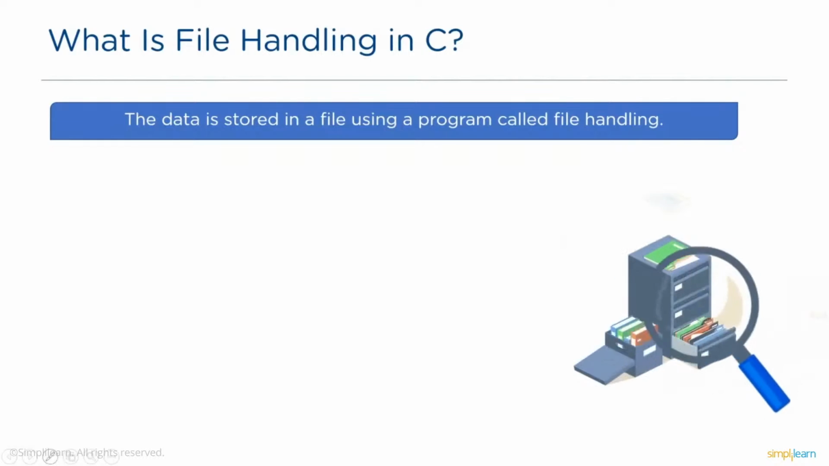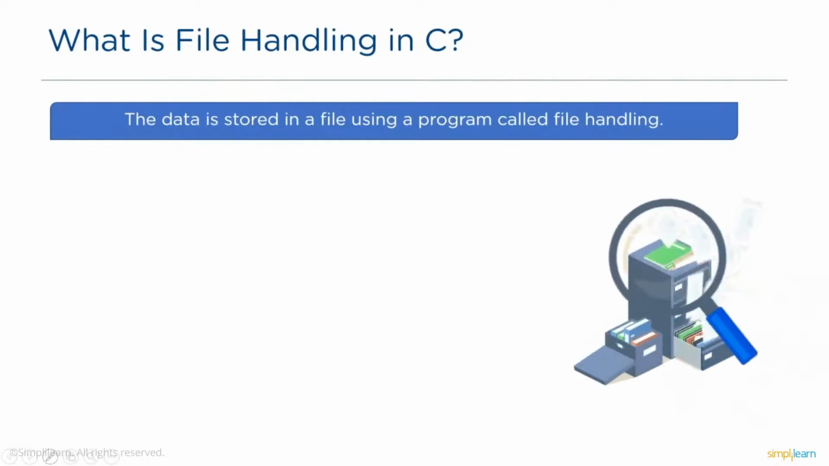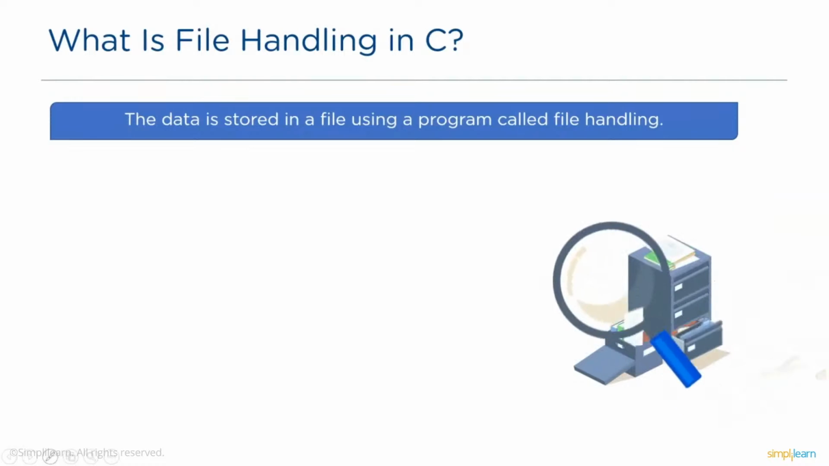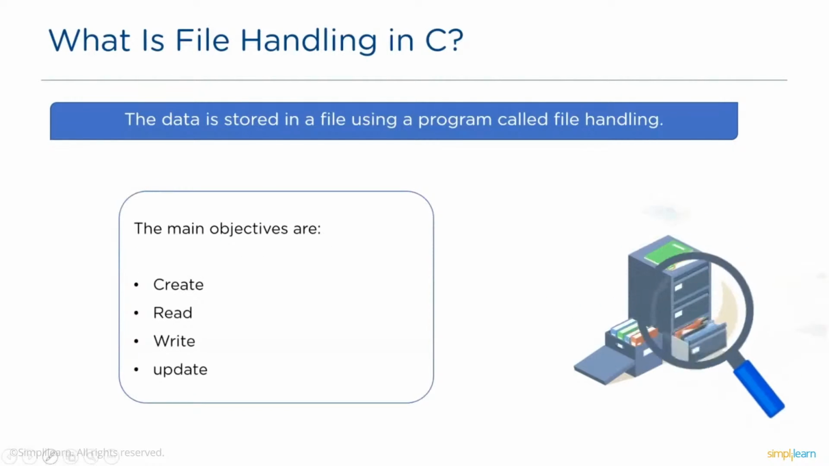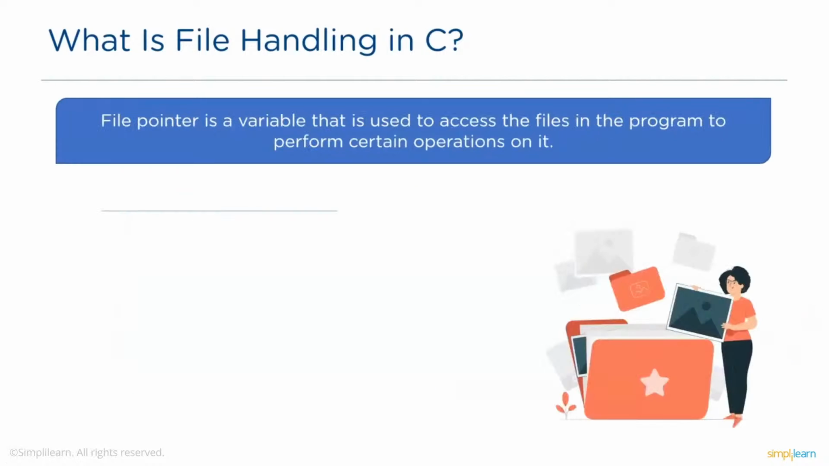This means that the data is stored in a file using a program, known as file handling. The main objectives of file handling are to create, read, write, and update files. In file handling, a file pointer is used to fetch and access the file in the program to perform operations on it. In general, a file pointer is a variable used to reference the files in the program.